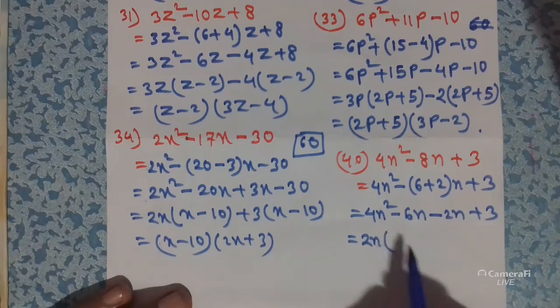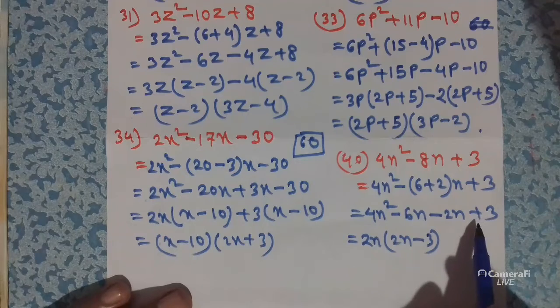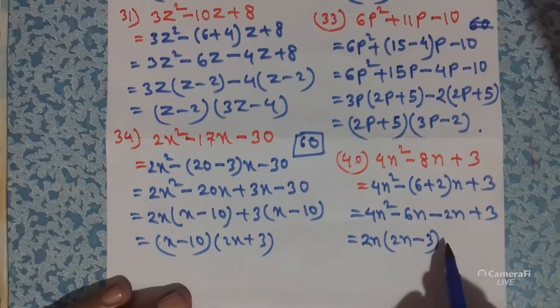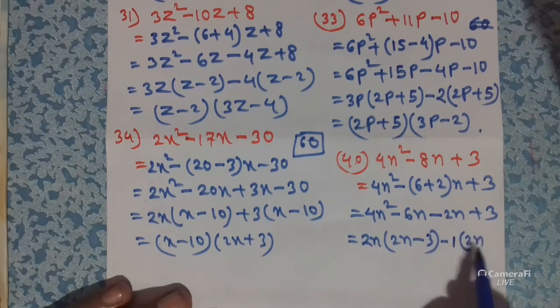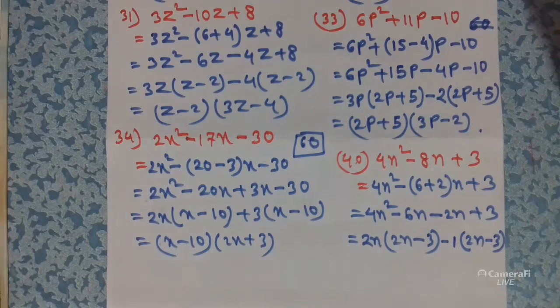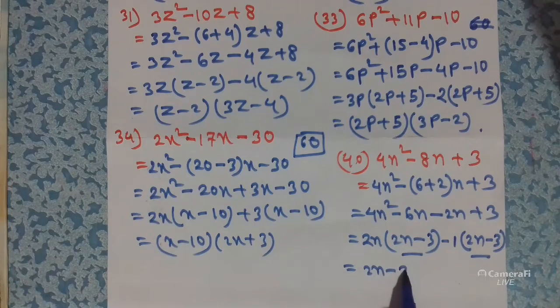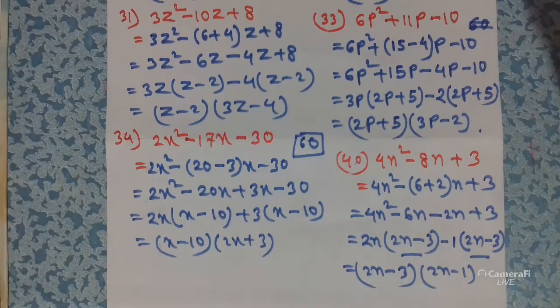Now take 2n as common. So it will be 2n and minus 3. From the last two terms nothing is common. So in this case we have to take 1 as common. So here we have to take minus 1. So it will be 2n and minus 3. Students, always remember, when nothing is common, then you have to take 1 as common. So 2n minus 3 again we can take as common. So it is 2n minus 3 and 2n minus 1 will be left. So 2n minus 3 and 2n minus 1 is the correct answer.